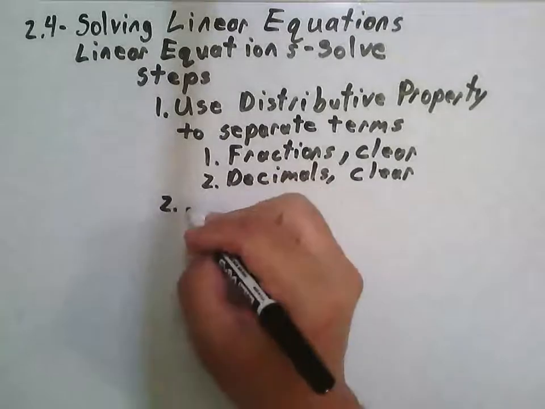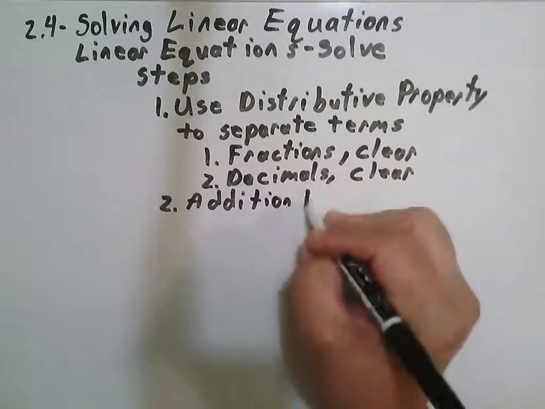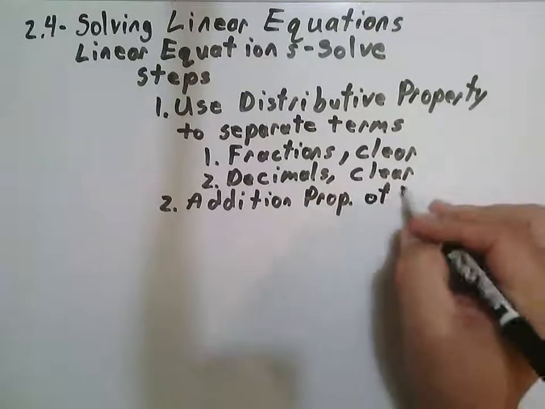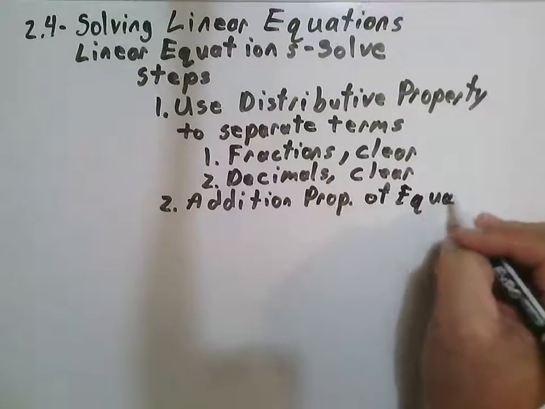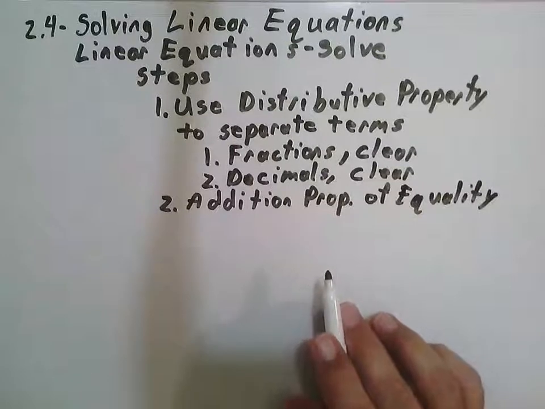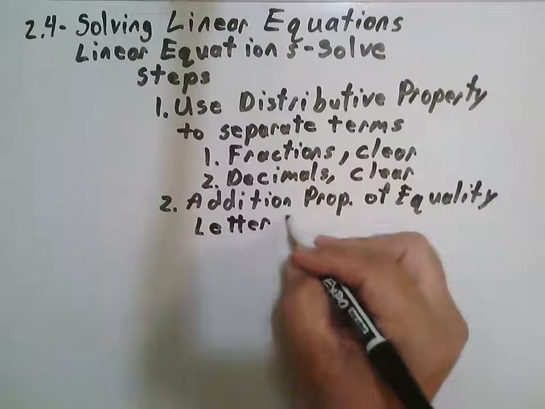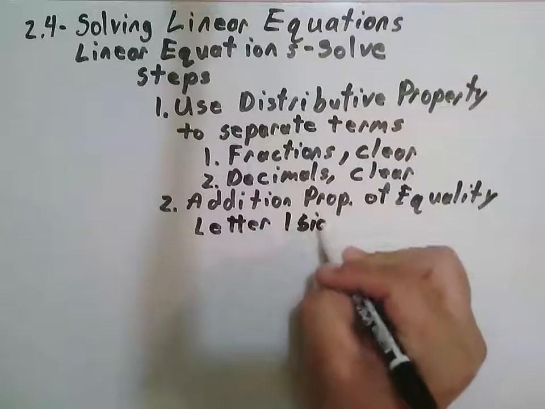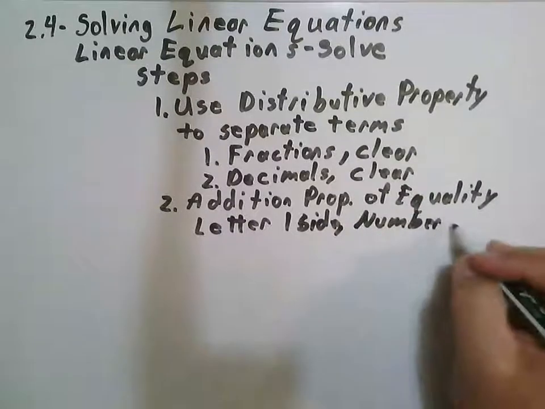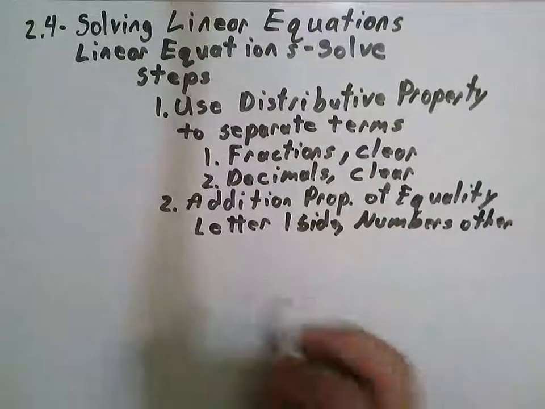So number 2 is going to be what we covered in section 2.2, which is the addition property of equality. I'm just going to abbreviate that. Remember that basically boils down to a simple step: letters on one side, and your numbers on the other. Letters on one side, numbers on the other. Keep saying that over and over.